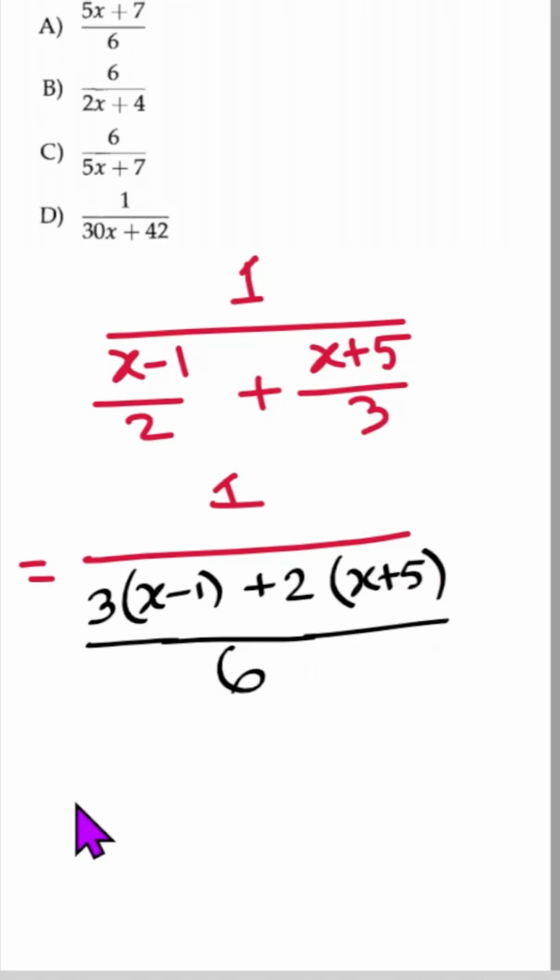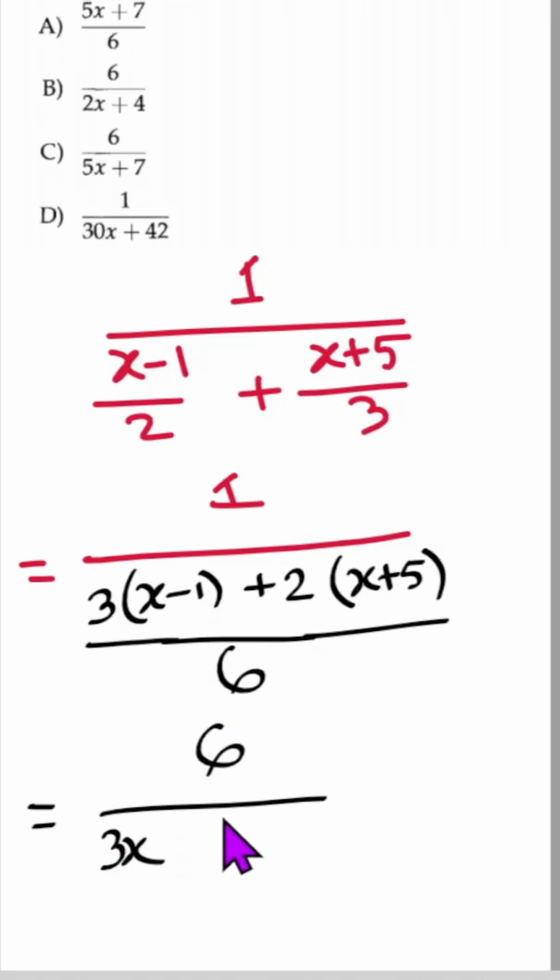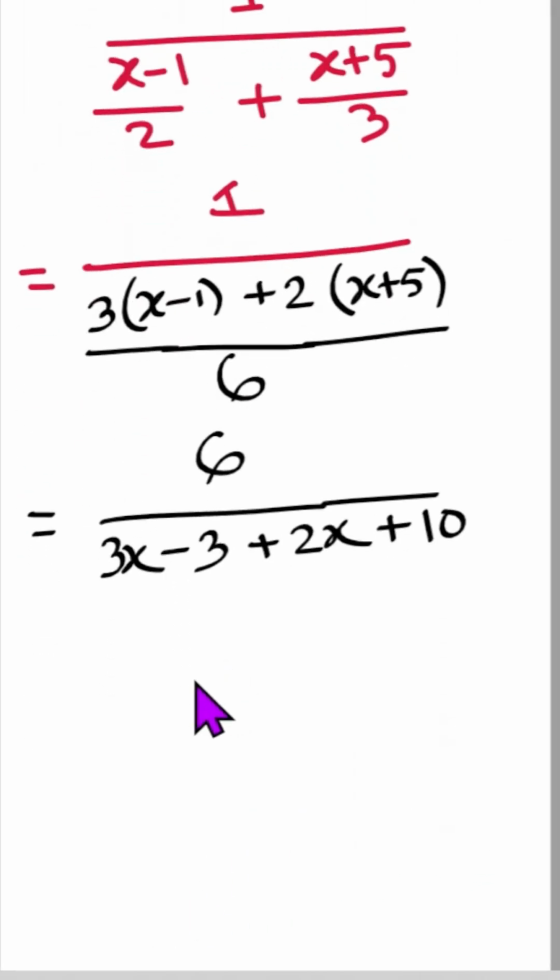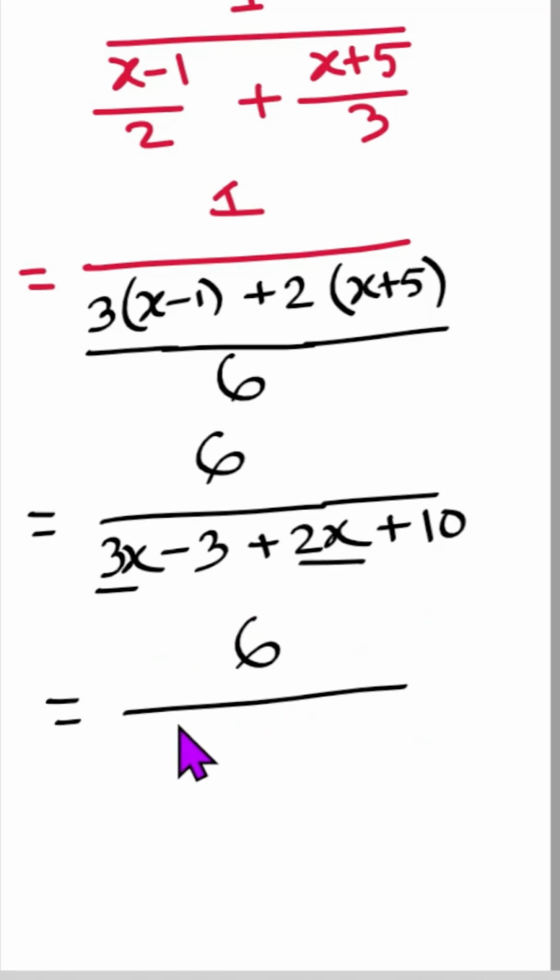Okay. Now we can flip, because 1 is divided by a fraction. So after the 1, this fraction will be flipped. So it will be 6 divided by 3 times x is 3x, 3 times 1 is 3, so minus 3, plus 2 times x is 2x, plus 2 times 5 is 10. Right? Then we can write 6 over 3x plus 2x, which is 5x, and 10 minus 3 is plus 7.